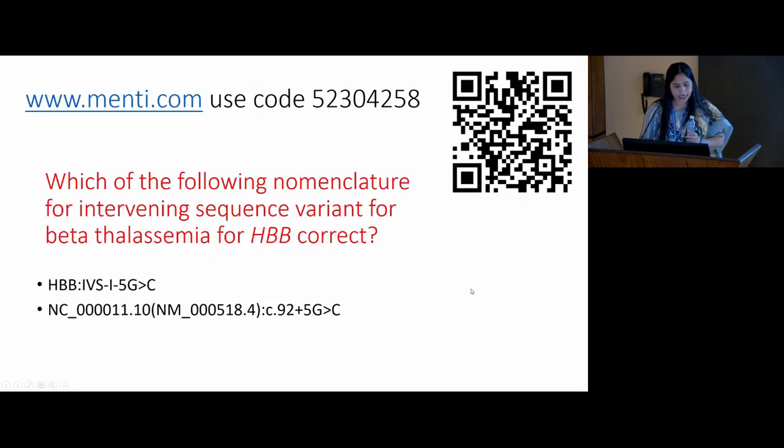Now we see this IVS 15. Which nomenclature is correct for the beta HBB gene? IVS 15. Which of the nomenclature is correct? So now you see that we are using NC as well as NM and coding region 92, and in the +5 of that, the 5th position of it, we are having change G2C.